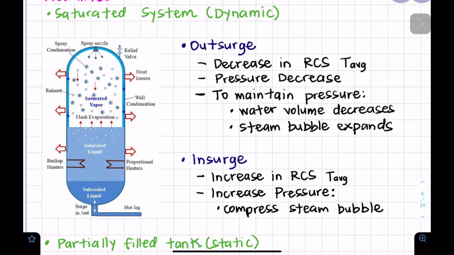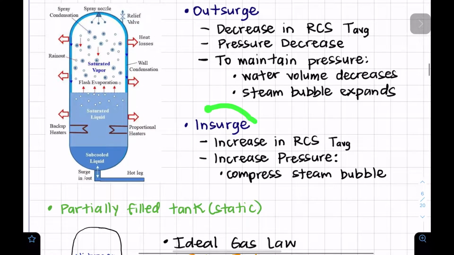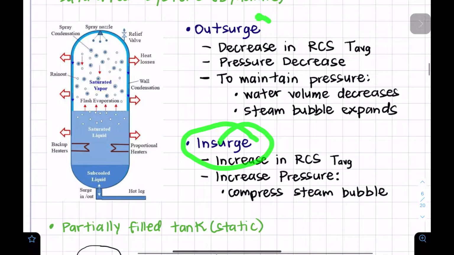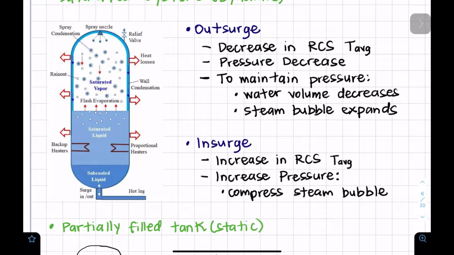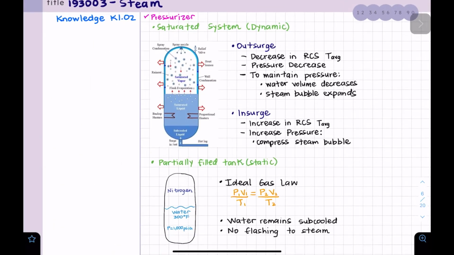So we're not going to have questions related to insurge, only outsurge. So we just basically need to remember this part. And I think the question will be more related to which pressurizer is going to maintain the highest pressure. It's just a comparison between these two.